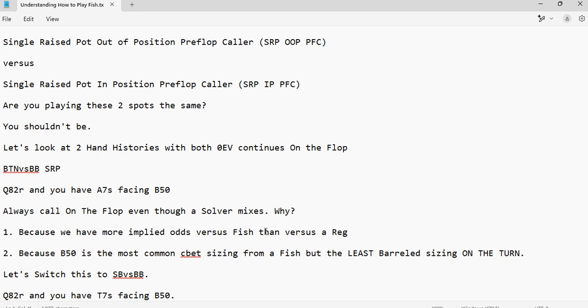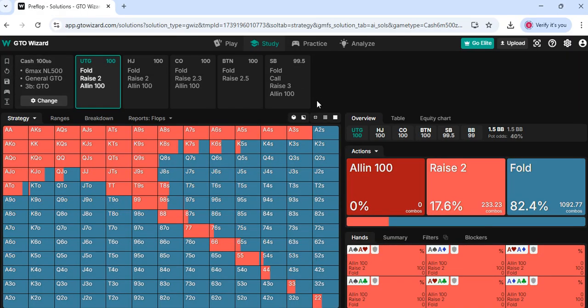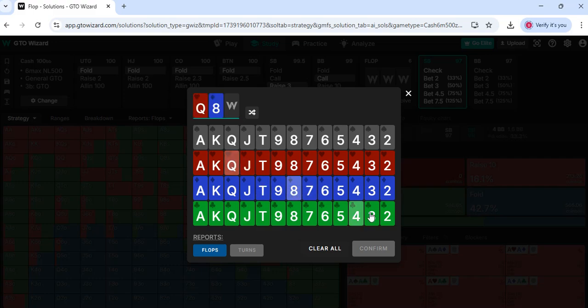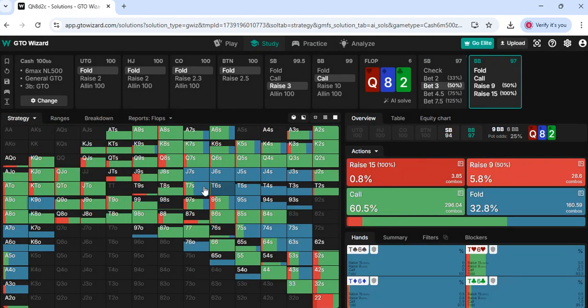Now let's take a look at a single raise pot, in position pre-flop caller spot. That means small blind versus big blind. In this spot, the fish is in the small blind, I'm in the big blind, and I call. Let's say I have 10-7 suited this time. The same board comes down. Our fish friend bets 50% on the flop, and I again have a 0 EV spot. What should I do in this spot?